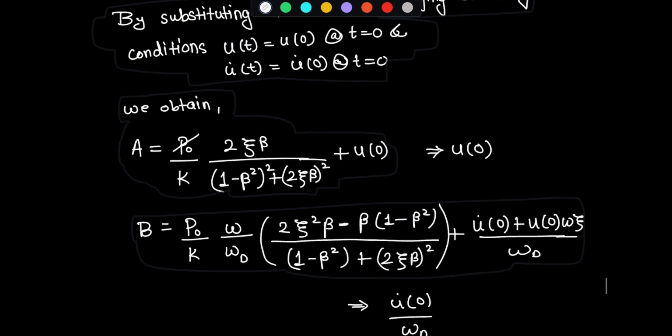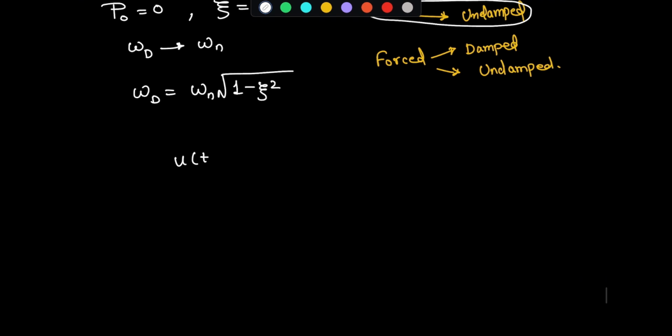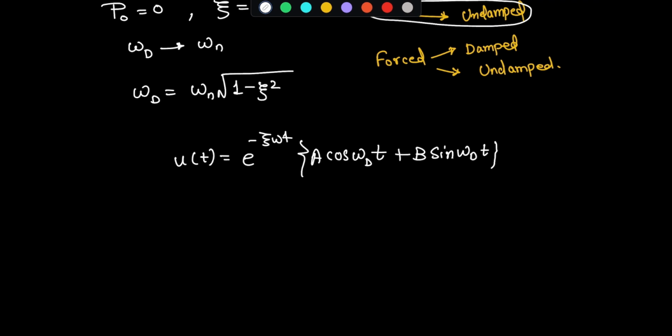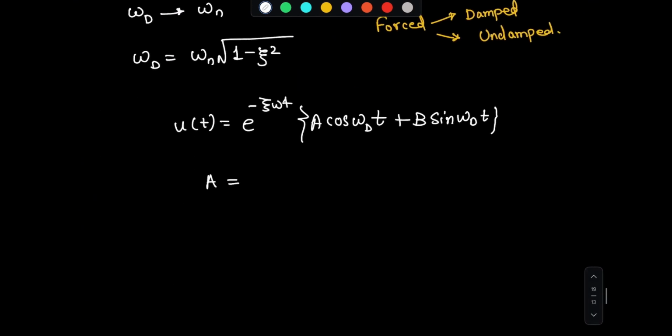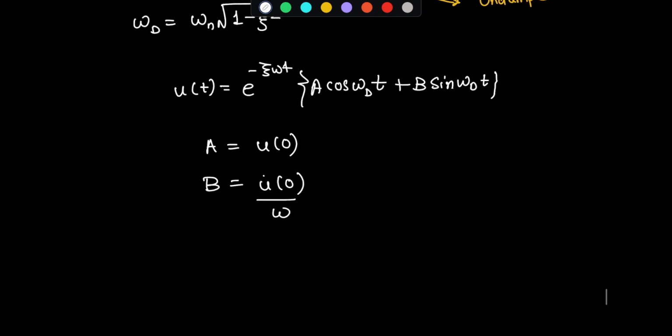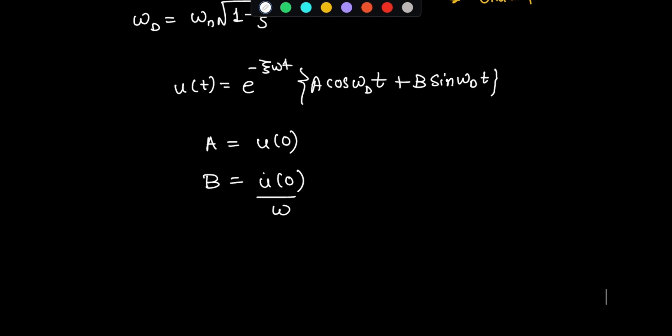So if we just see the complementary solution part, which was u of t equal to e raised to minus zeta omega t in bracket A cos omega d t plus B sin omega d t. We just substituted the values of p naught, zeta and omega d in the above expression and found out that A comes out to be u naught and B comes out to be u dot naught by omega n. I am using omega and omega n interchangeably, so don't be confused.